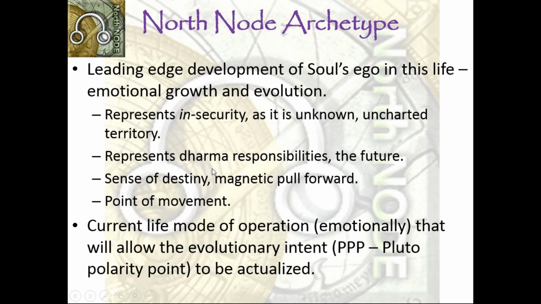And it'll do this not just on the emotional level, but physically, mentally, and spiritually as well. EA calls the North Node the current life mode of operation on emotional levels that will allow the evolutionary intent to be actualized. In EA, the evolutionary intent is the Pluto polarity point. It is that opposite point by sign and house of natal Pluto. There are variations to this, but for the most part, that is where a soul is intending to evolve in any given lifetime. We shorten that up to PPP.